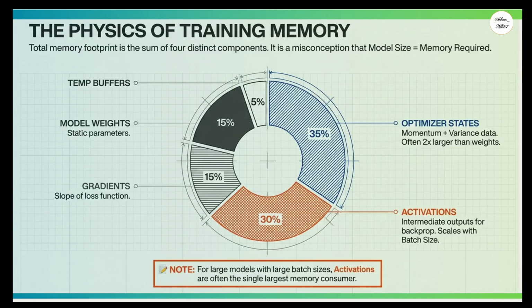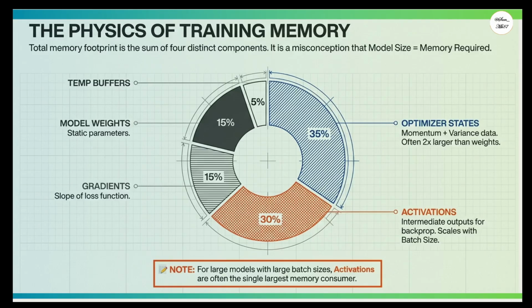But if you look at this pie chart here, the static weights are actually only about 15% of the total footprint of a model. The real storage is where we have the optimizer state. Whenever you are training a model, you need to store the optimizer state, and as you can see here, it can get up to like 35% of the memory.